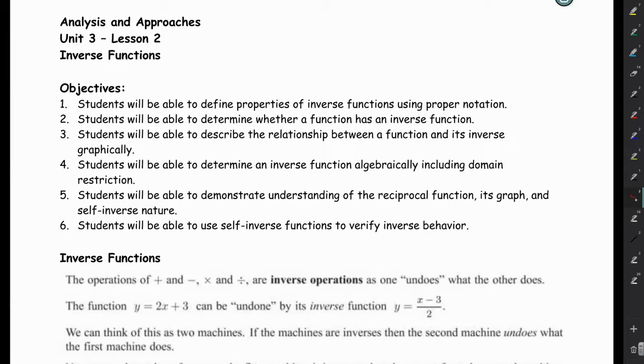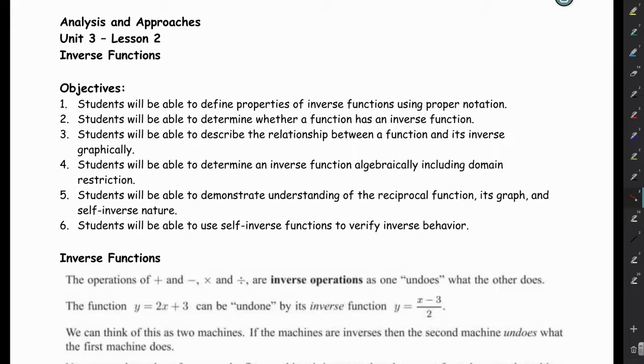Hi everyone, in this lesson we're going to be looking at inverse functions. An inverse is something that undoes something. So if we have an original function like y equals 2x plus 3, and we put a value into it, let's say we put 1 into that, we would get an output value of 5. Well, if we put 5 into the inverse function, we would get an output value of 1.